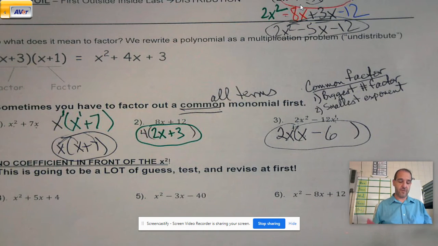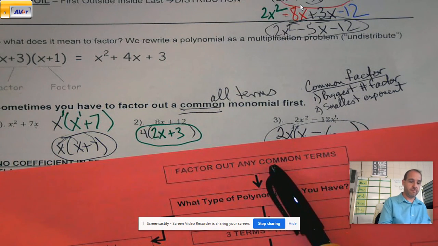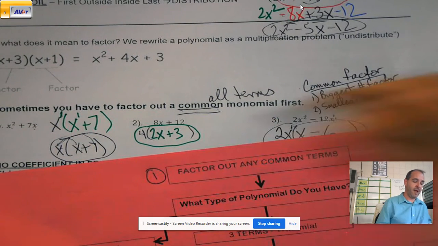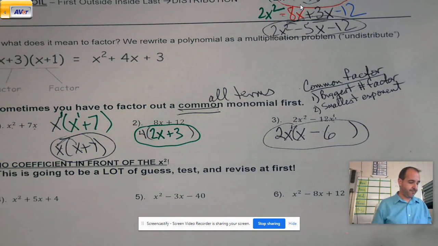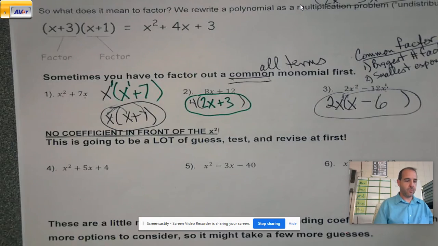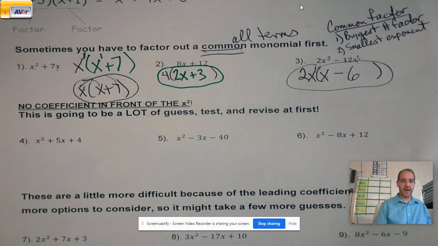So if I start to reference my sheet here, factor out any common terms. That is step 1, every single time. Okay, next up. I start to look at this and I go, okay, let's see. No coefficient in front of the x squared. This is going to be a lot of guess, test, and revise at first. It is. I do want to reintroduce you to something you've probably seen before, though.